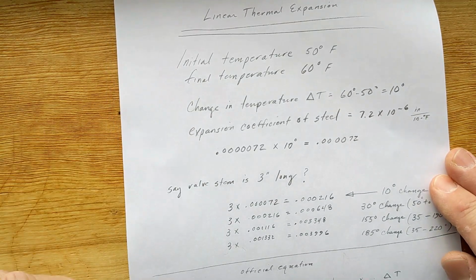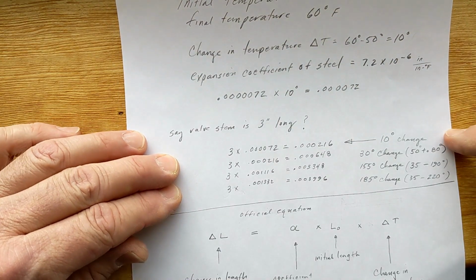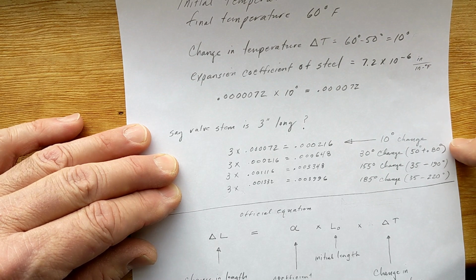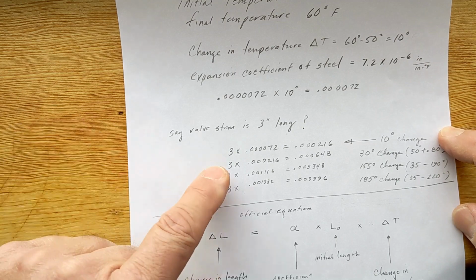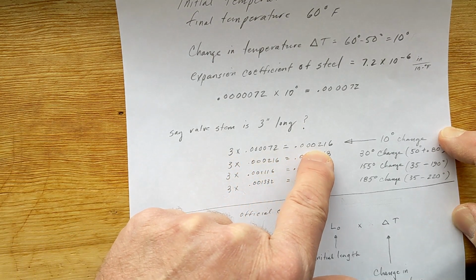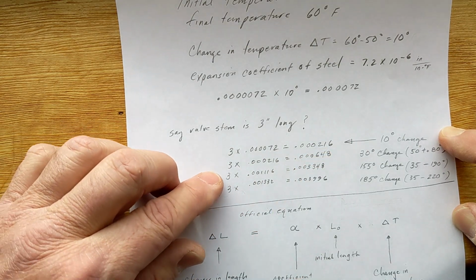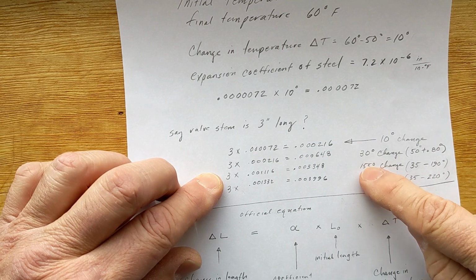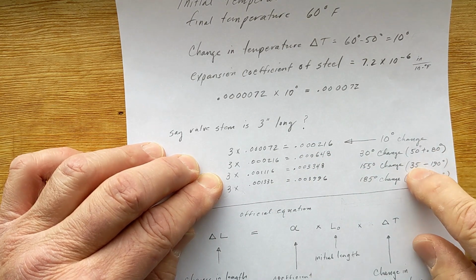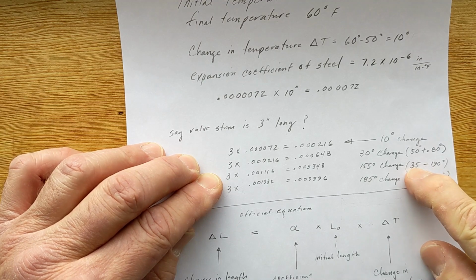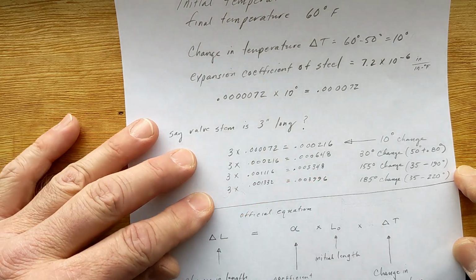So I said, say the valve stem is 3 inches long. Then I ran through some scenarios here with a 10-degree change, a 30, a 155, and a 185. So with that 10-degree change in the garage, if you run through this math, I only got 2 10,000ths of an inch, which isn't even a thousandth. And then you run up, and finally with a 155-degree change, if the motor is running at 190 and it was 35 degrees initially, say you're measuring the valves at 35, that got you up to 3 thousandths, which is getting close to a reasonable number.